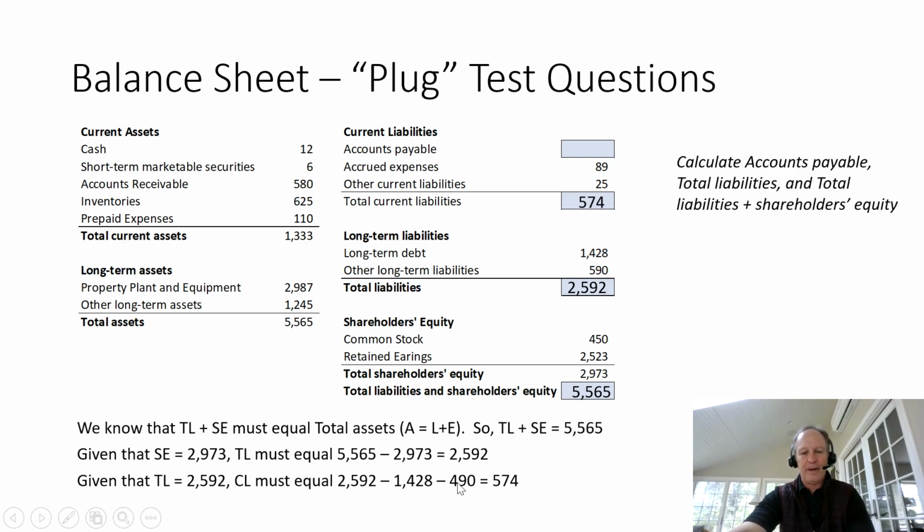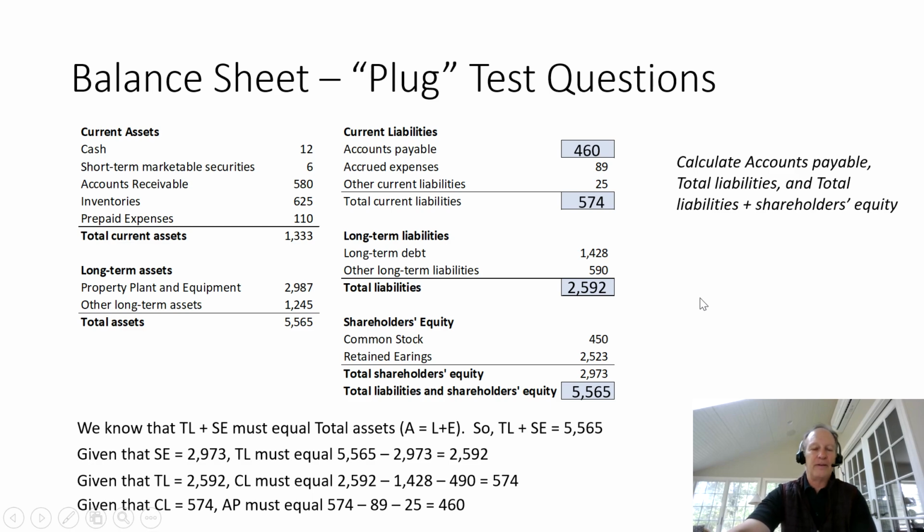Sorry, that was a misprint out there. That should say 590, 574. And if I take 574 and I subtract these two things, then that'll give me accounts payable, which is 460. And so that's how you might get some kind of a balance sheet question. They'll give you a bunch of things, and you're going to have to infer what something else is. And it's just using logic to do that.